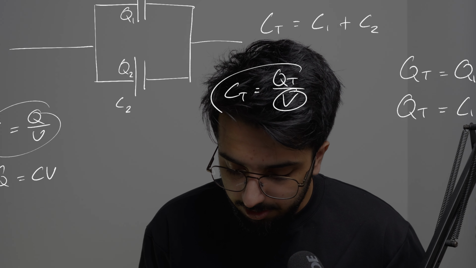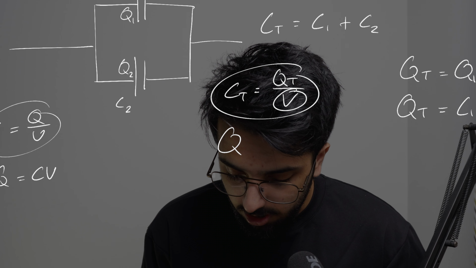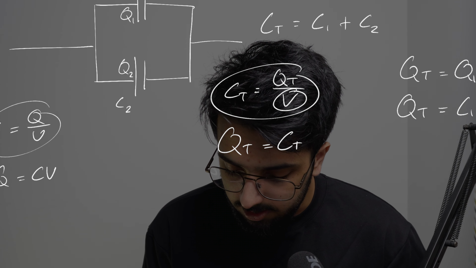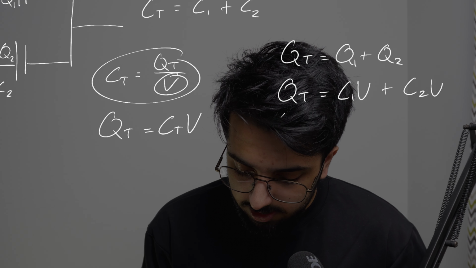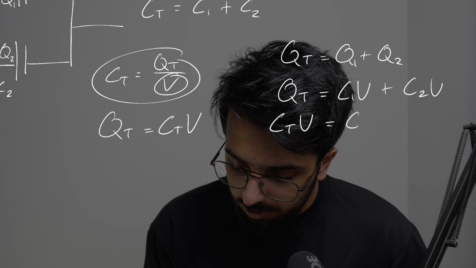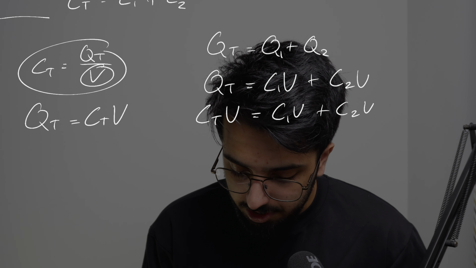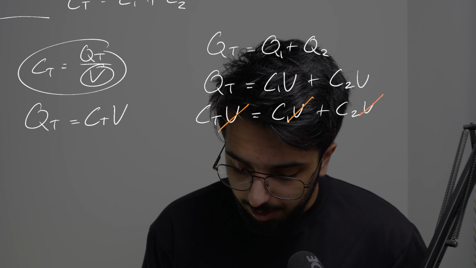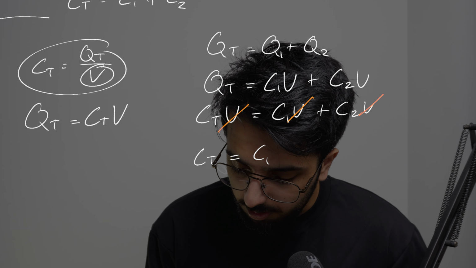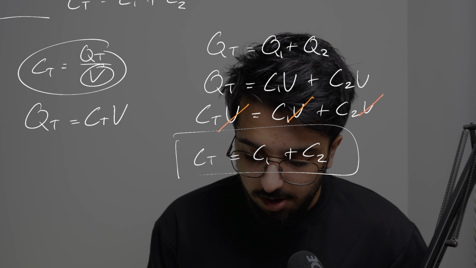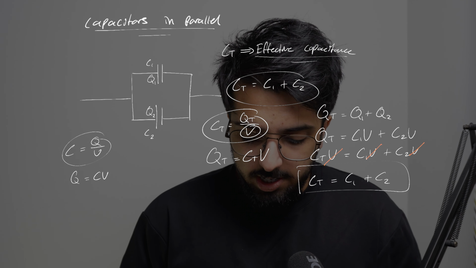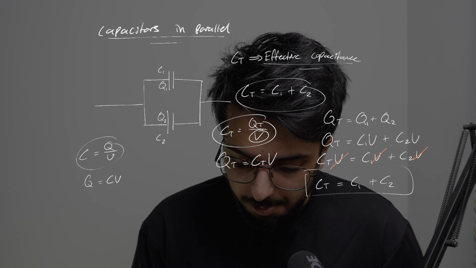And so we can rearrange this equation and get our total charge is equal to the total capacitance times the voltage. So we get CTV is equal to C1V plus C2V. Now we can divide by V on both sides, and we cancel out the V, and we get CT is equal to C1 plus C2. And that is how this equation came about. So that is what happens to capacitors in parallel.